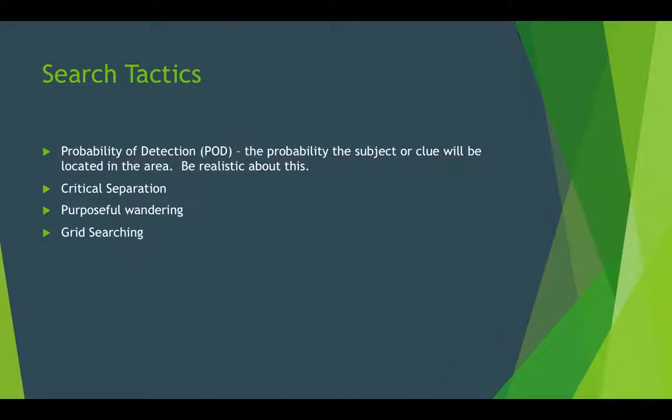So let's talk a little bit about search tactics. Search tactics are the probability of detection, the probability the subject or clue will be located in an area. It's important to be realistic about the probability of detection. There are a few different ways to look at search tactics: critical separation, purposeful wandering, and grid searching.